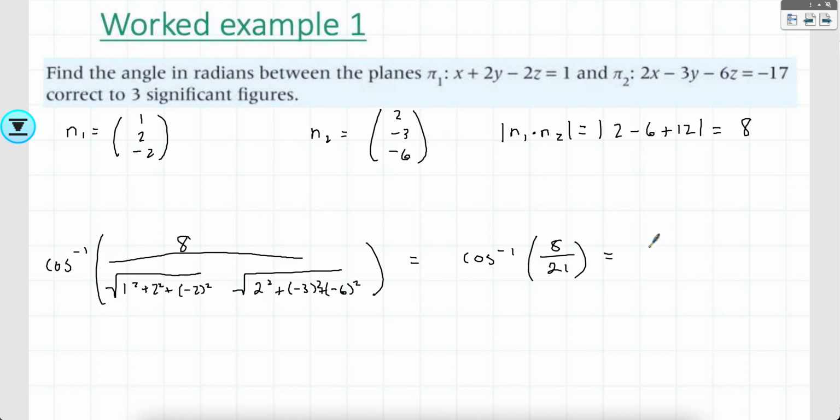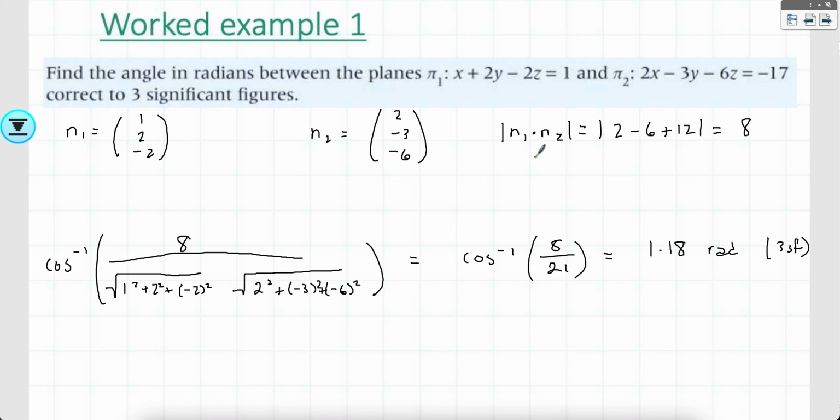So this will just give you 1.18 radians. That's 3 significant figures. So it's fairly simple. The only thing that the calculator will help you with is taking that cos inverse. Unfortunately, there's no method to actually find the magnitude of these. You have to manually do it.